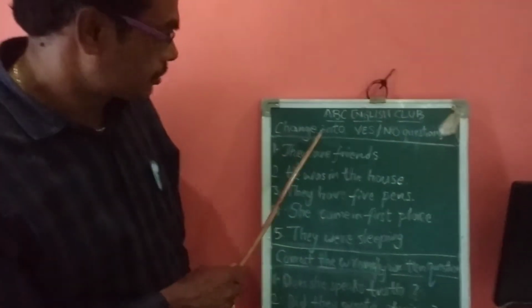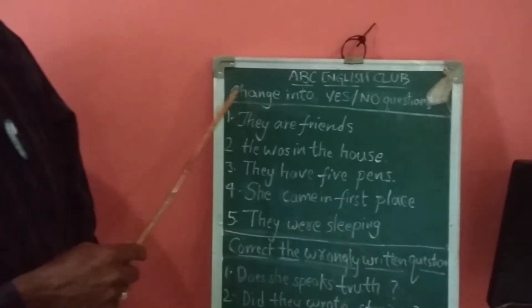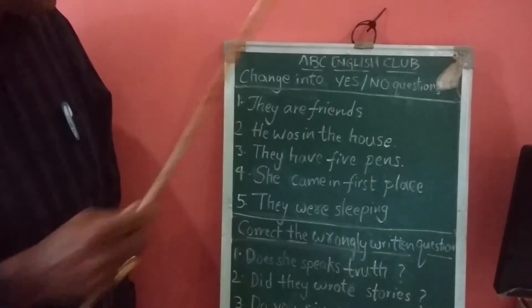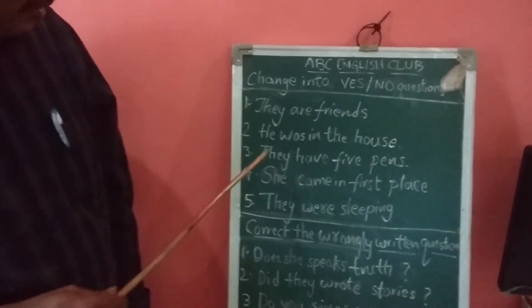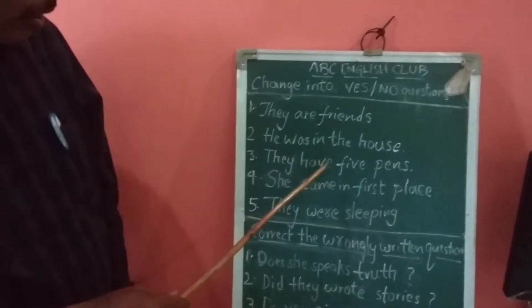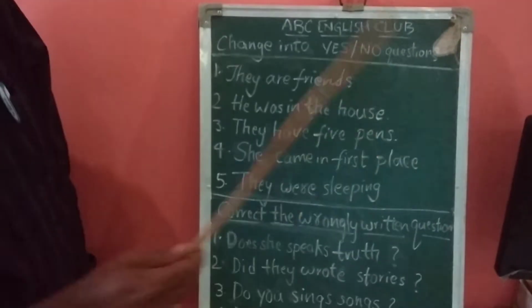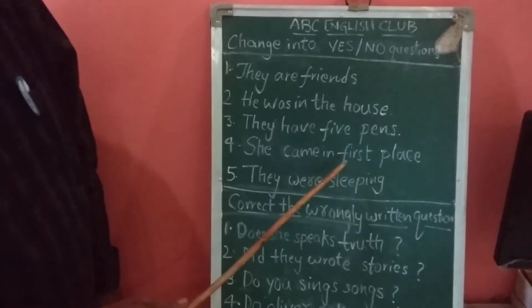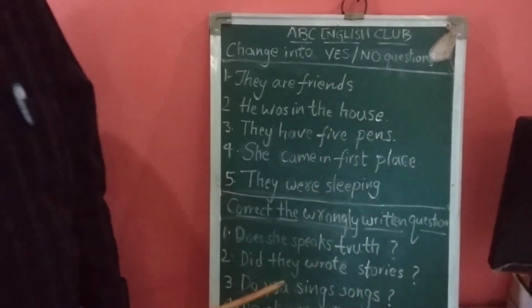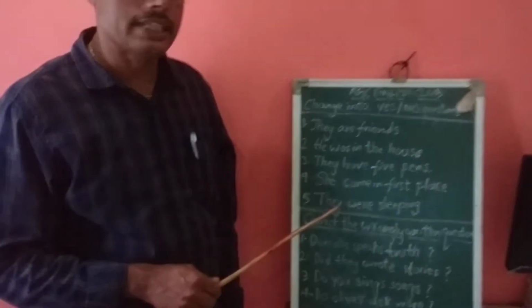Now I am giving some practice questions. Change into yes or no questions. They are friends. This is a statement. He was in the house. They have 5 pens. She came in first place. They were sleeping. You do this exercise in your notebook.